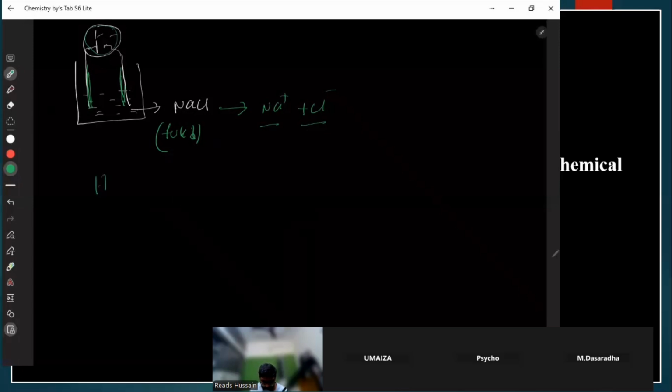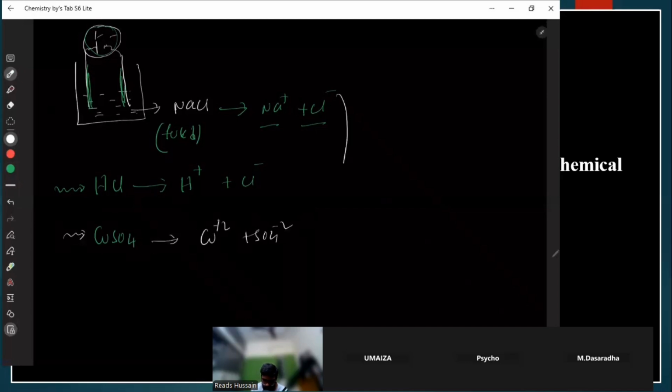If you take hydrochloric acid in place of NaCl, when electricity is passed through HCl, it splits into H+ and Cl- ions. If you take some other compound like copper sulfate, CuSO4, and electricity is passed through it, CuSO4 splits into Cu2+ and SO4 2- ions. That means when you pass some electricity through any chemical substance, that substance decomposes into its constituent ions. This process is called electrolysis, and the cell in which electrical energy is used for a chemical reaction to take place is called an electrolytic cell. That's a simple difference.